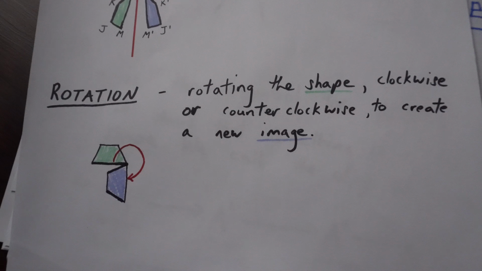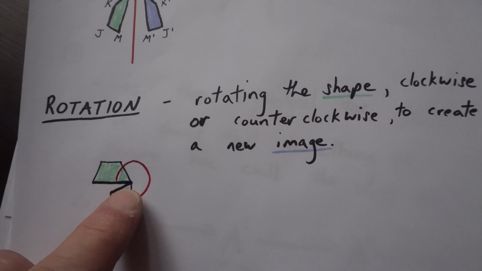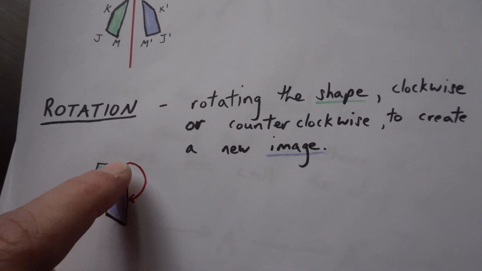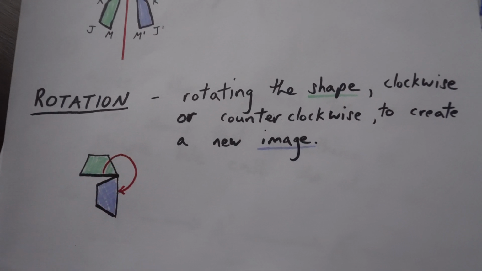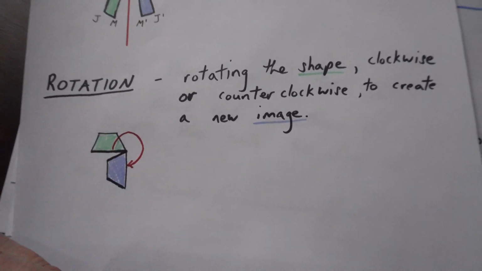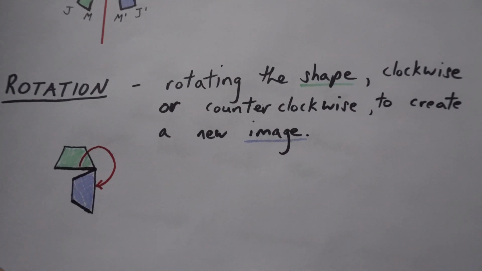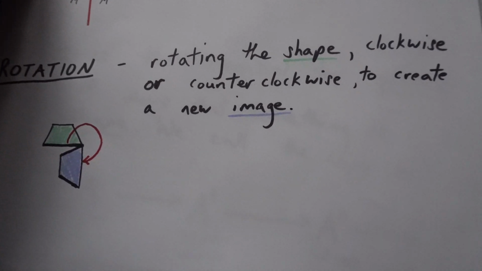Lastly, there's a rotation, and that occurs when a shape is turned about a point, either on this shape or on the coordinate grid, and then that turns either clockwise or counterclockwise to create a new image. We'll take a look at a couple examples of those a bit later.